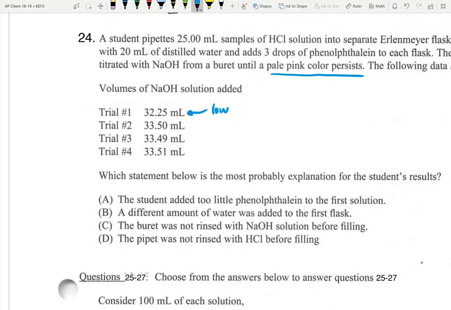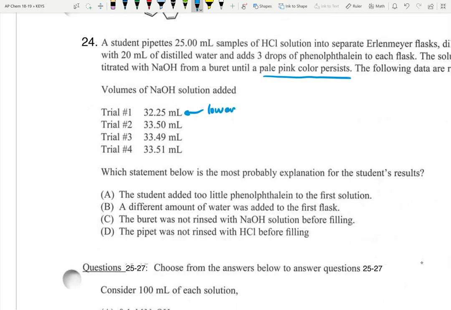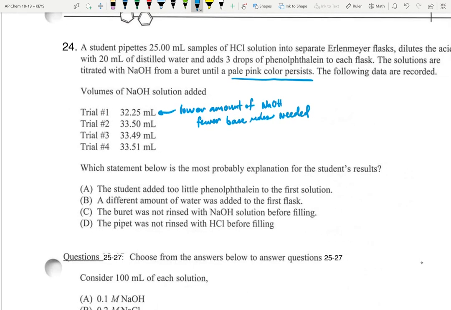In other words, in trial 1, it took a smaller amount of NaOH to get to the equivalence point. What does that mean? It means it took fewer moles of base. Fewer base moles were needed to reach the equivalence point. What does that mean? Keep zooming in here.